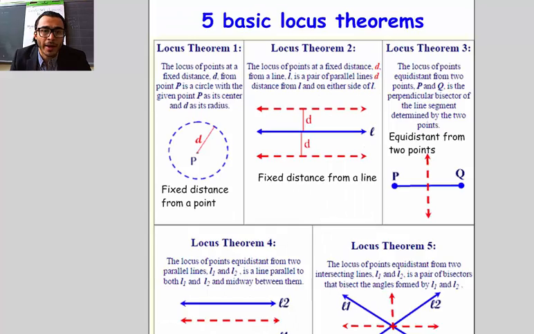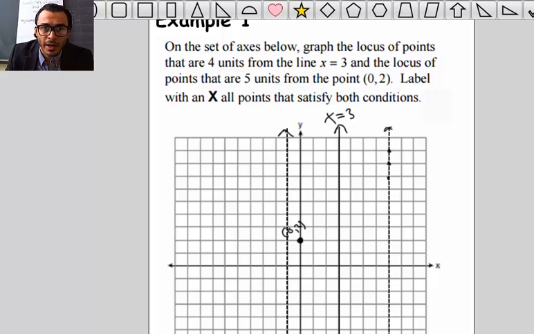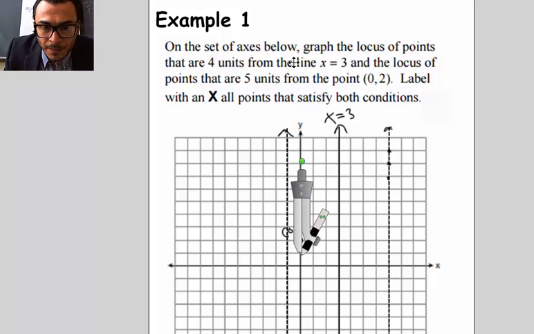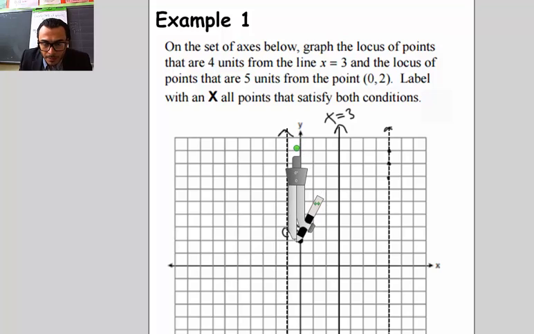Right? If you go back to when we did our review of the locus theorems, that's fixed distance from a point, right? 5 units from a point. So you know that's supposed to produce a circle. So I'm going to grab a compass. Where's my compass? And I'm going to measure 5 units from this point.